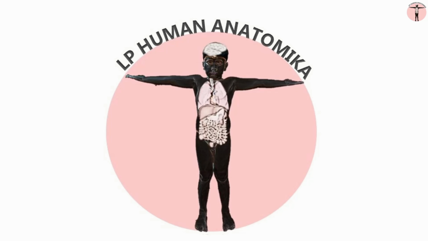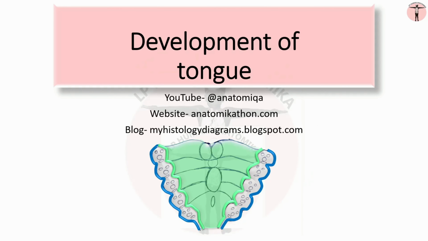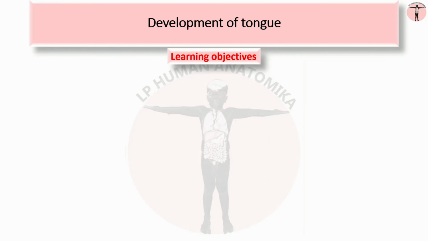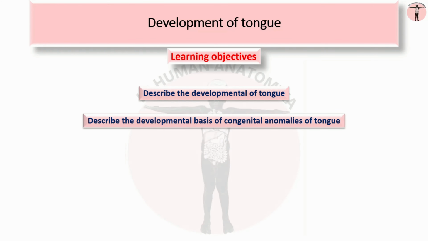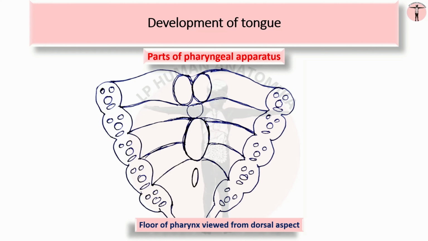Welcome back to Anatomiqa. In this session, we will be discussing the details of development of different parts of the tongue and its congenital anomalies. The learning objectives of this session are: describe the development of the tongue, describe the developmental basis of congenital anomalies of the tongue. To understand the development of tongue, we should know the components of pharyngeal apparatus.